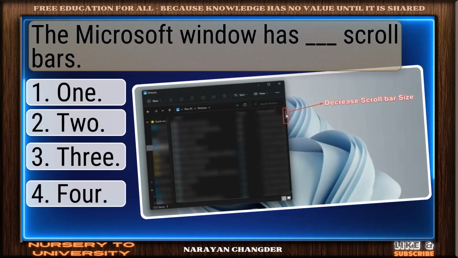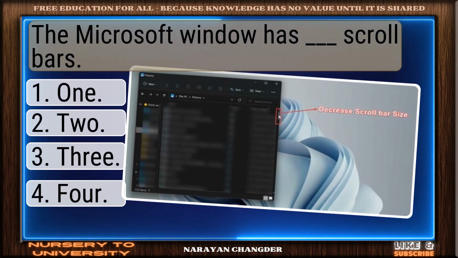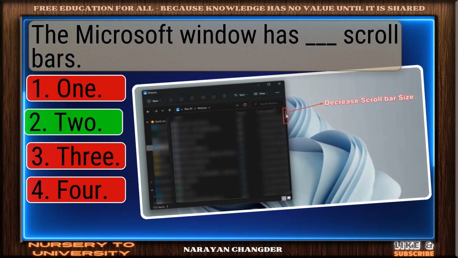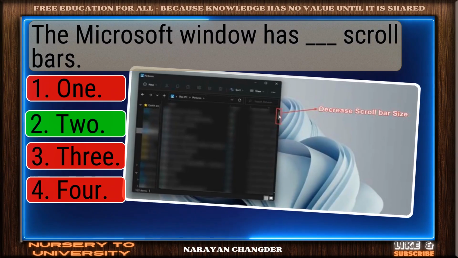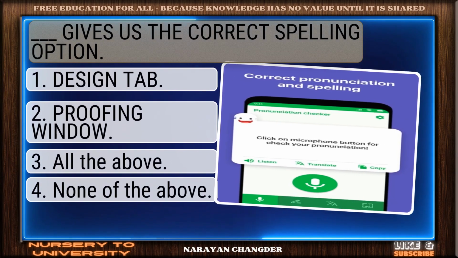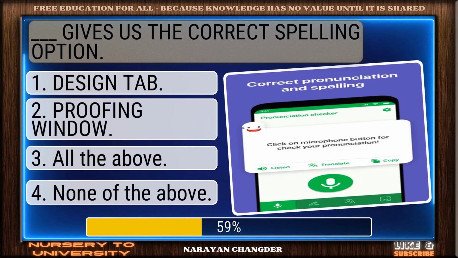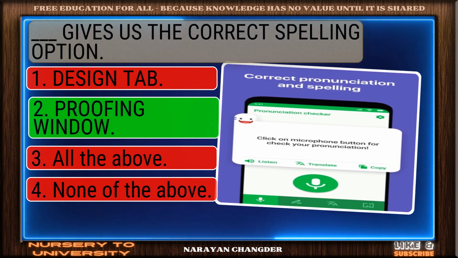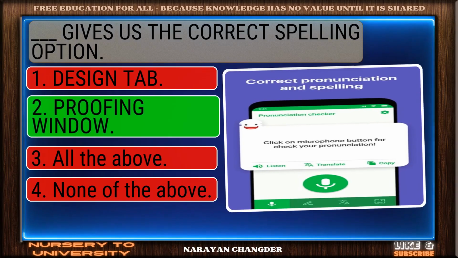The Microsoft window has Dash scroll bars. Right choice. 2 is the best answer. Dash gives us the correct spelling option. Solid response. Proofing window is a valid choice.